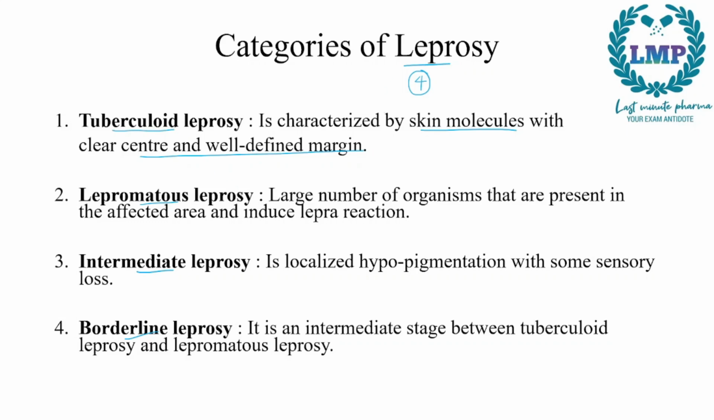In lepromatous leprosy, a large number of organisms are present in the affected area and they induce lepra reactions. Intermediate leprosy is localized hypopigmentation with some sensory loss. And borderline leprosy is an intermediate stage between tuberculoid leprosy and lepromatous leprosy.